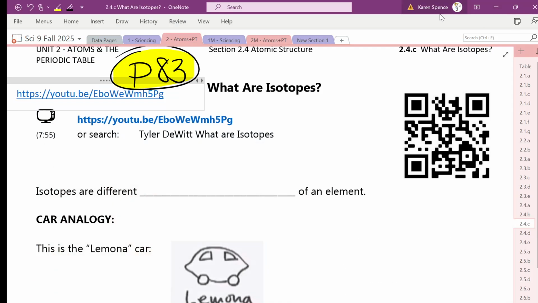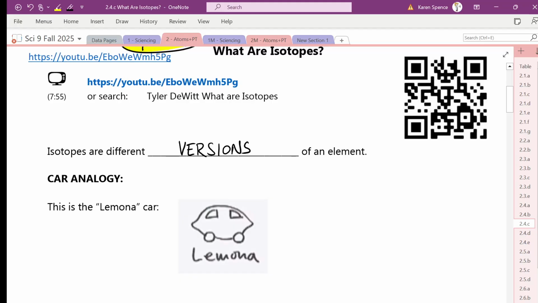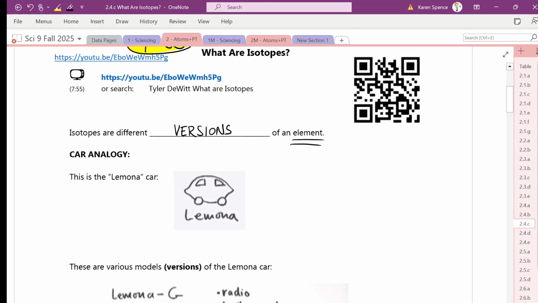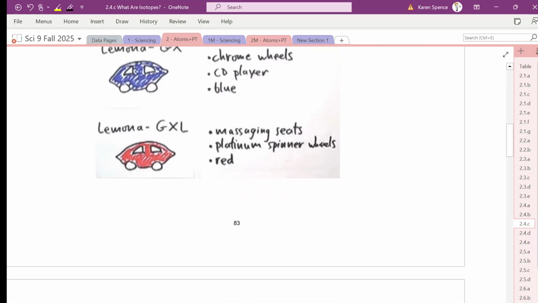Isotopes are different versions of an element. Just like the different models of a car are different models of a particular car, so there are different versions of the Lamona. We are now going to take a look at different versions of the atom.